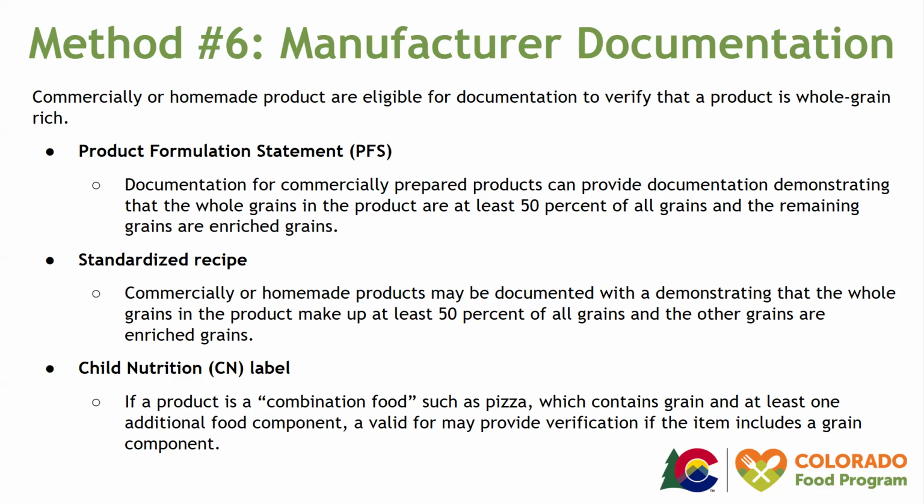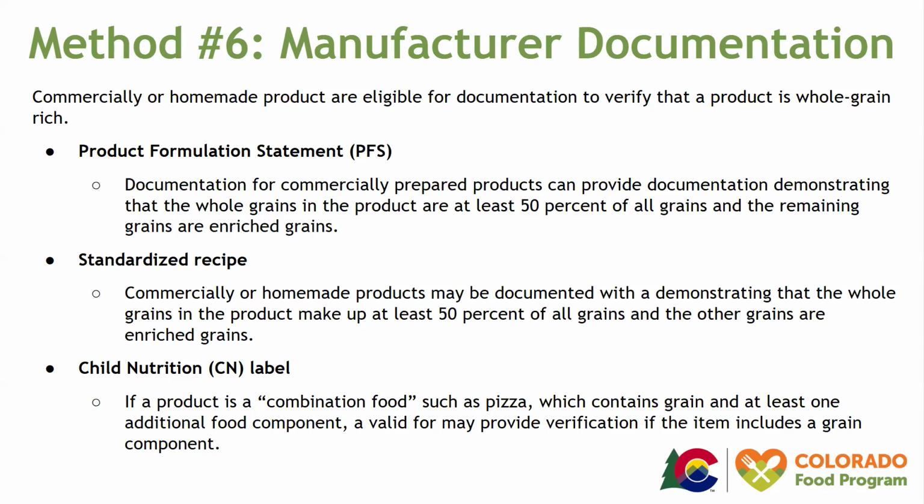If it's a homemade product, you would typically have a standardized recipe. And this would document, again, that at least 50% of the grains are whole grains. And finally, another option is if the product has a child nutrition or CN label. This is most commonly seen if it is a combination food, such as pizza, that contains grain and at least one other component, such as cheese, which would be a meat alternate on pizza.